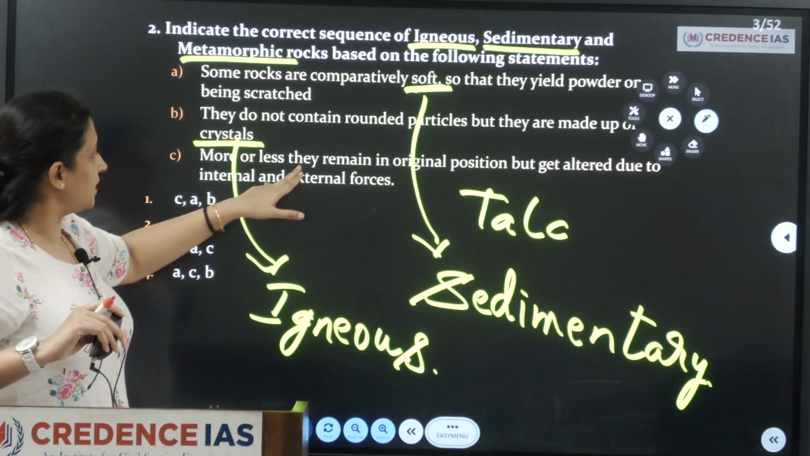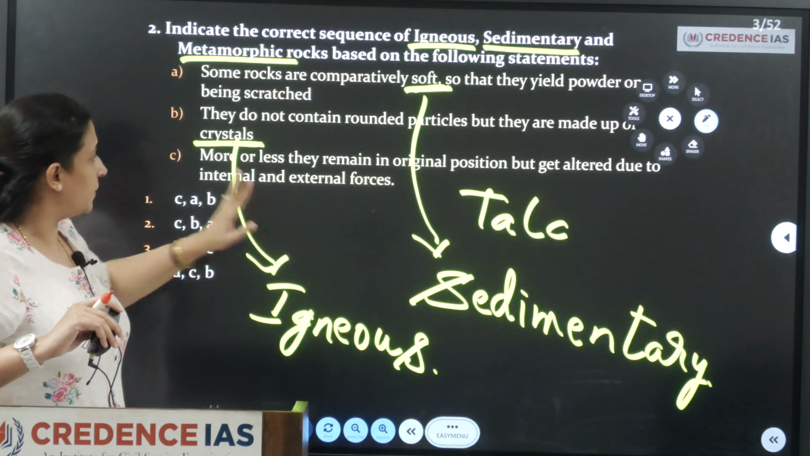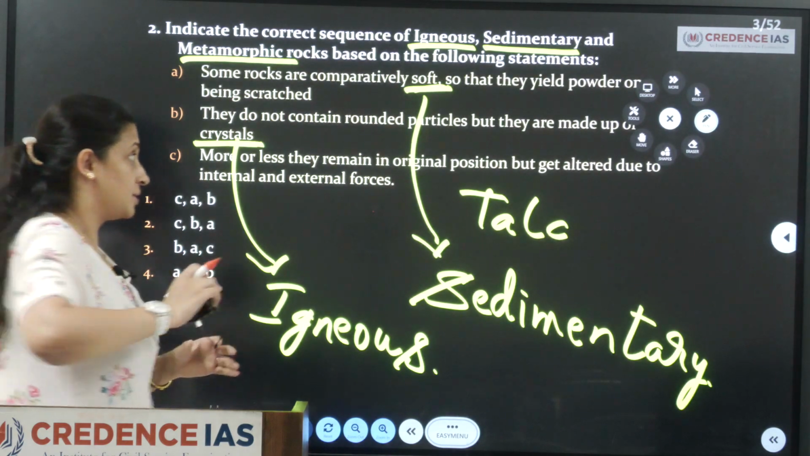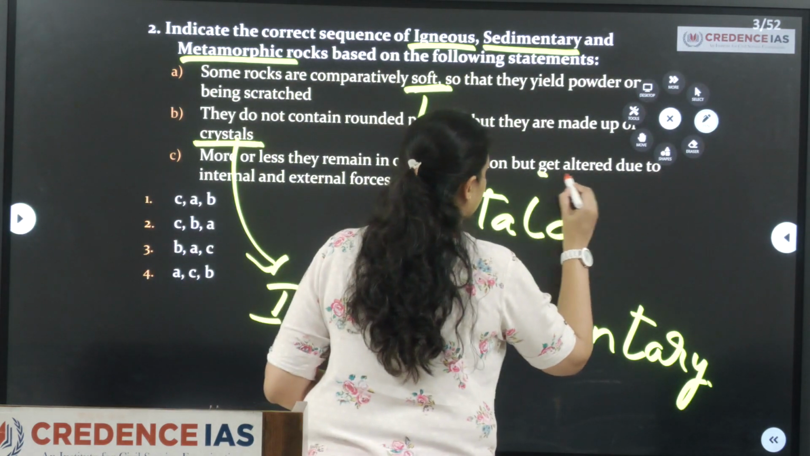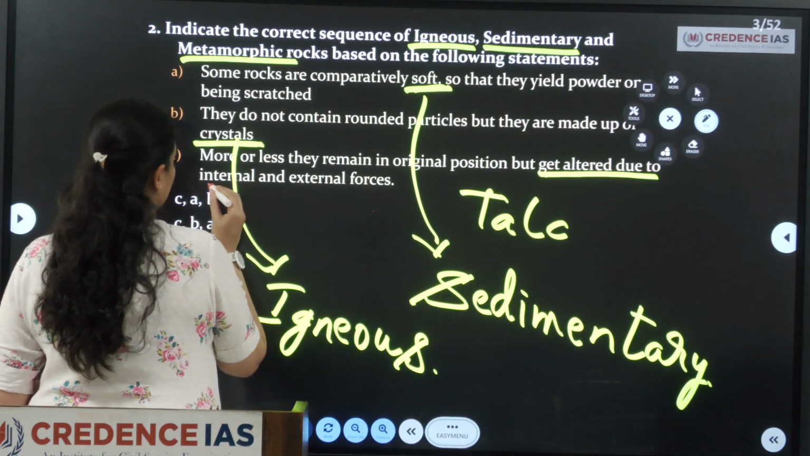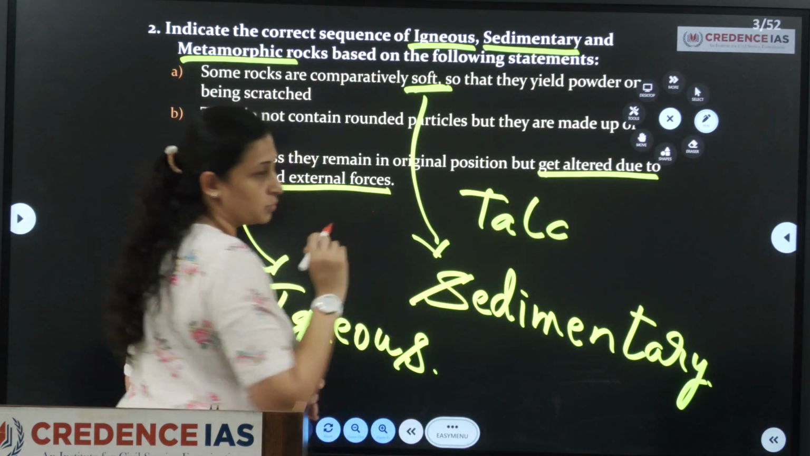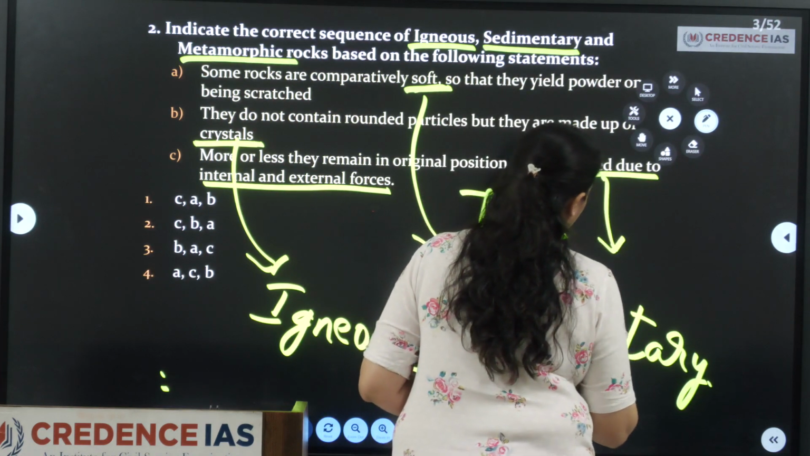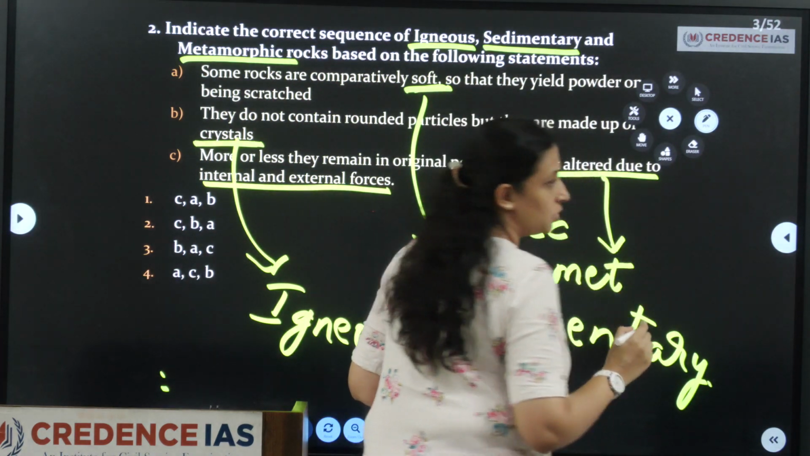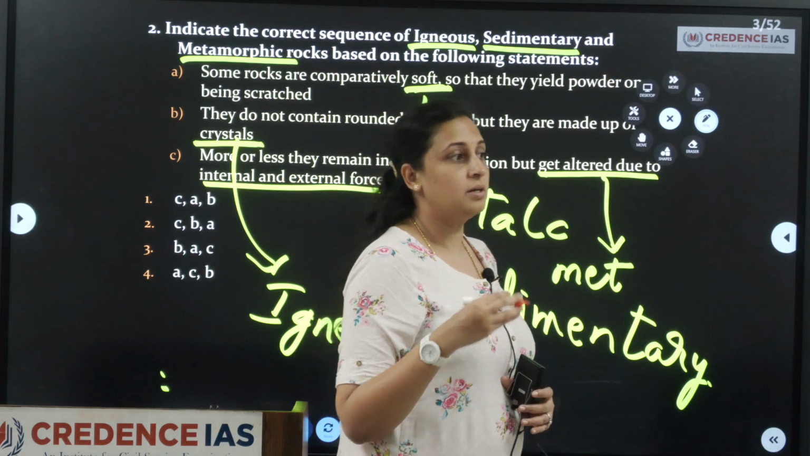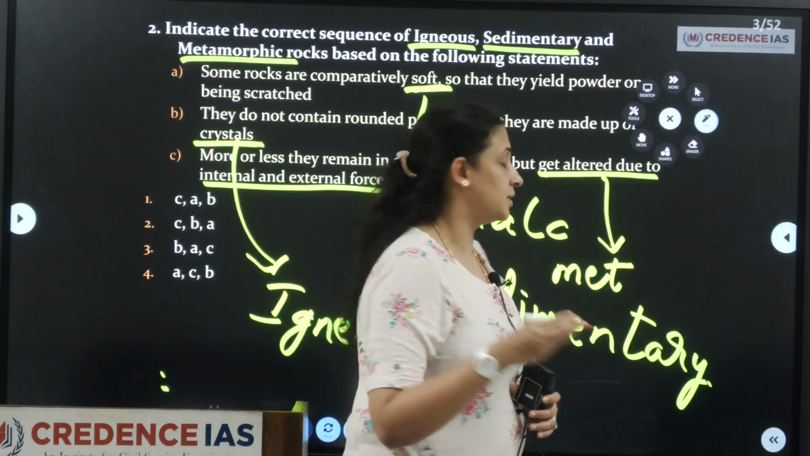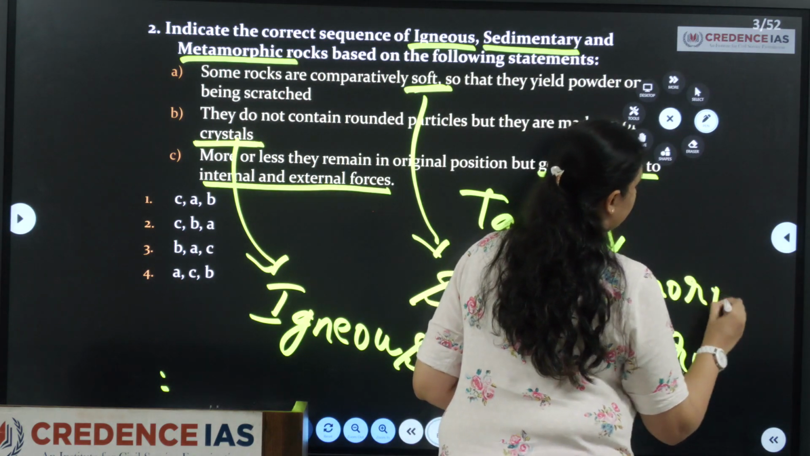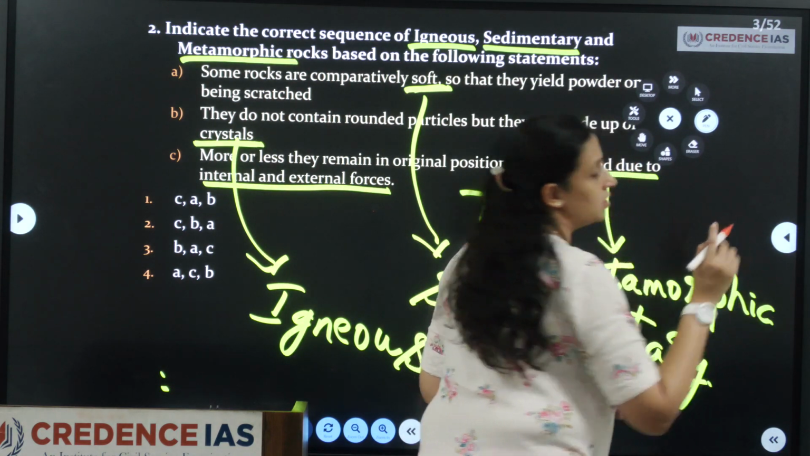Now, more or less they remain in original position but get altered due to internal and external forces. In this option the keyword is getting altered due to internal and external forces, which leads to metamorphism. Metamorphism is nothing but the alterations that happen in rocks due to internal and external pressure. So that is metamorphic rocks.